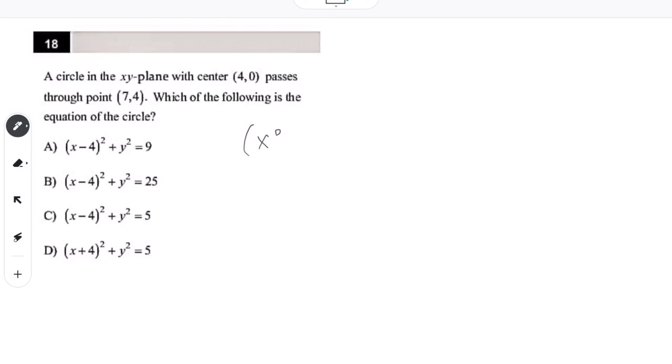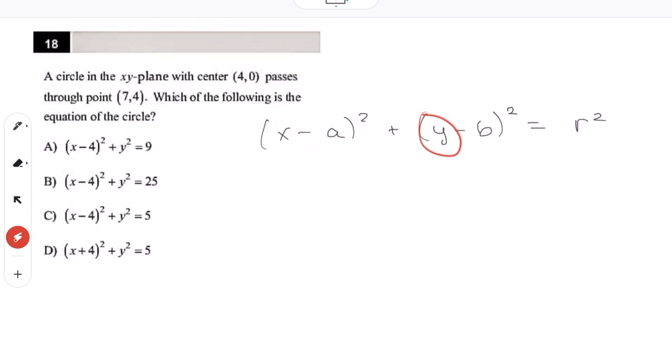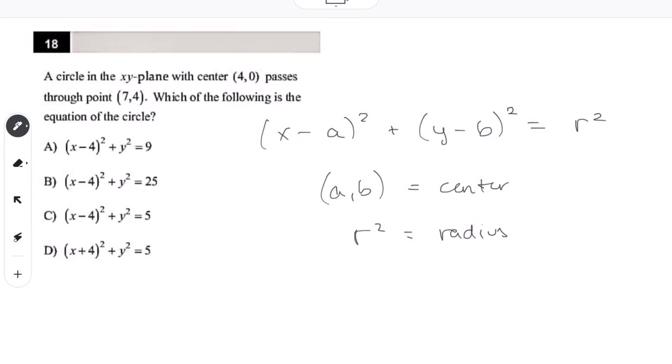So the equation of a circle, to review, is (x minus a) squared plus (y minus b) squared is equal to r squared. Let's go over what these values mean. x and y are the two values of the two axes, and a and b represent the center. And then r squared represents the radius squared. So obviously you would know that the radius would be r.